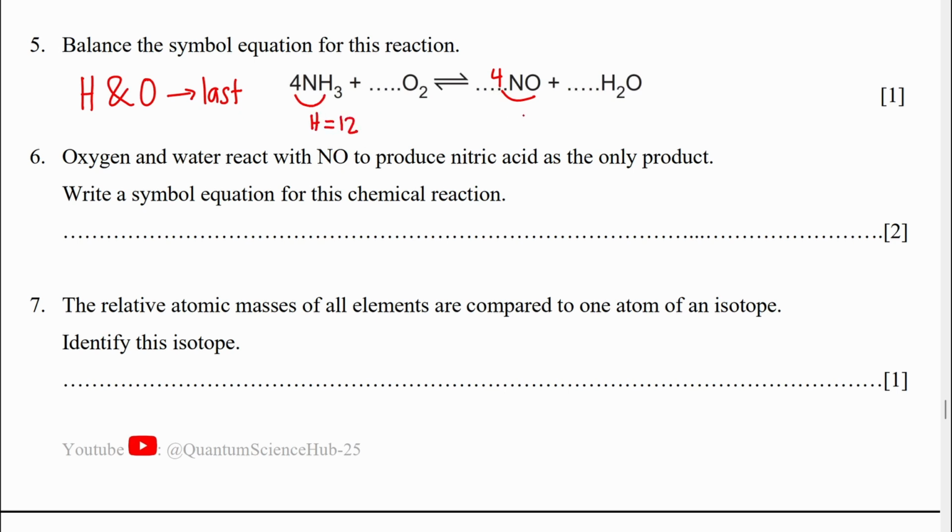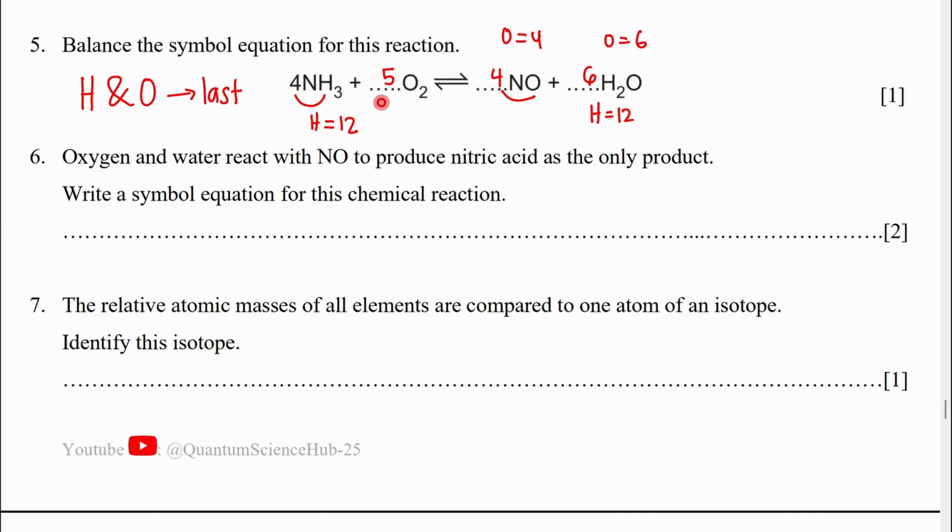So how many hydrogen should I put at the right side? I have to put 6, right? So 6 times 2 equals 12. Now, what about the number of oxygen in here? Oxygen here is 4, oxygen here is 6. So altogether, the oxygen is 10. So I will put 5 at the left side because 5 times 2 equals 10, right?